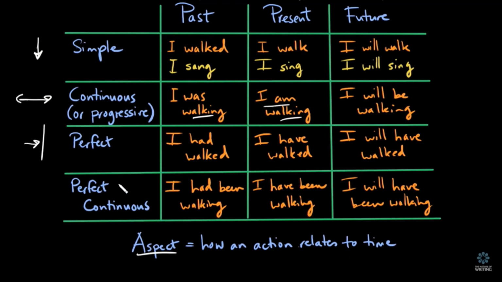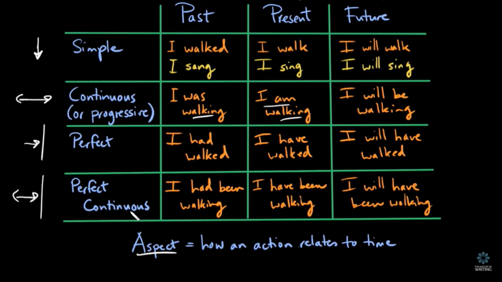And then the perfect continuous, the last one, is a combination of the previous two. The way you can think of this is a continuing action that also has an endpoint. So I had been walking. Walking is the continuing action, but there was an endpoint and something else probably happened after that. I had been walking when I tripped or something happened. So the perfect continuous is a kind of hybrid of the previous two.